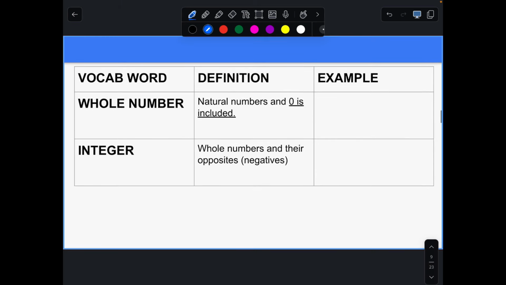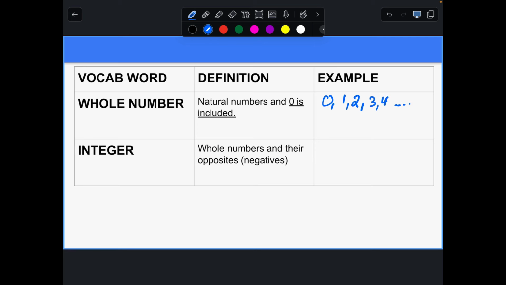Moving on, the next vocab word is whole numbers. These are all of the natural numbers, but now we include 0. A whole number is everything that we listed just above, but now 0 is included. So again, this is just 0, 1, 2, 3, 4, and so on.